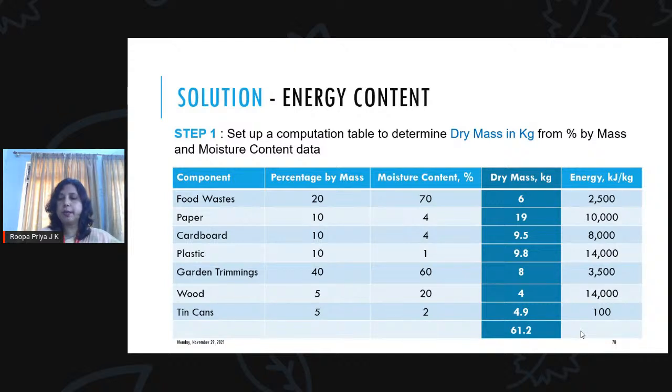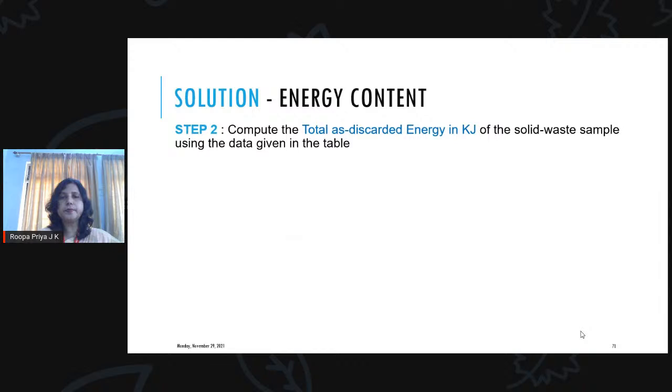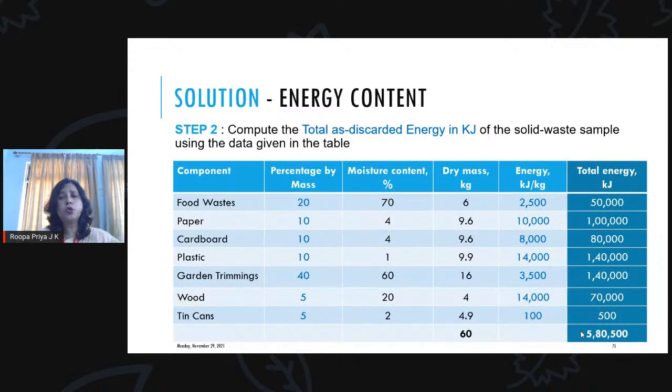Keep this total dry mass in kg, and then calculate the total energy value by using both this percentage by mass value and the energy content. You get the last column, that is total energy. This has to be calculated, and this has to be a part of your table. Find out what is the total energy of all these components produced. So keep this dry mass in kg, the percentage by mass value, and the total energy content, which is required for our calculation.